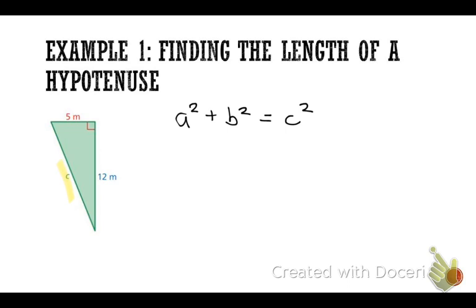All right, so now here's the question. I know I'm solving for C, but how do I know what to plug in for A and B? How do I know if 5 is A or B? Well, here's the good news. It doesn't matter. As long as the two leg lengths are on the same side of the equation, it doesn't matter what order you add them in, right?